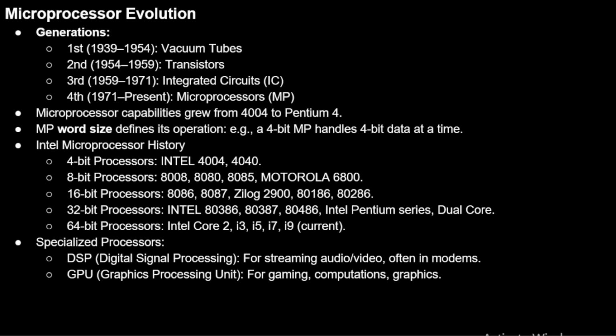Along with this evolution, there are some specialized processors as well, like the DSP processor and GPU, that is graphics processing unit. The DSP is used for streaming audio or video, and often it is used in modems. And the GPUs. In modern days we heavily use GPUs for deep learning applications. It is mostly used for gaming, computations, graphics and parallel computing tasks. I can think of it like the artist of the system painting images on the screen.